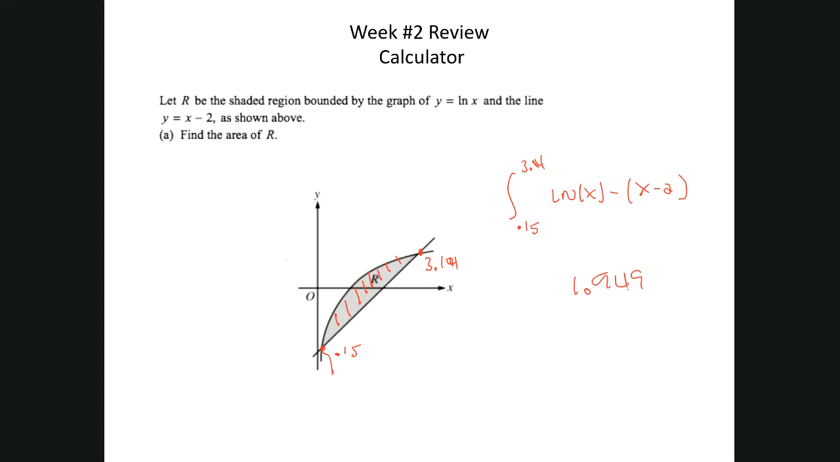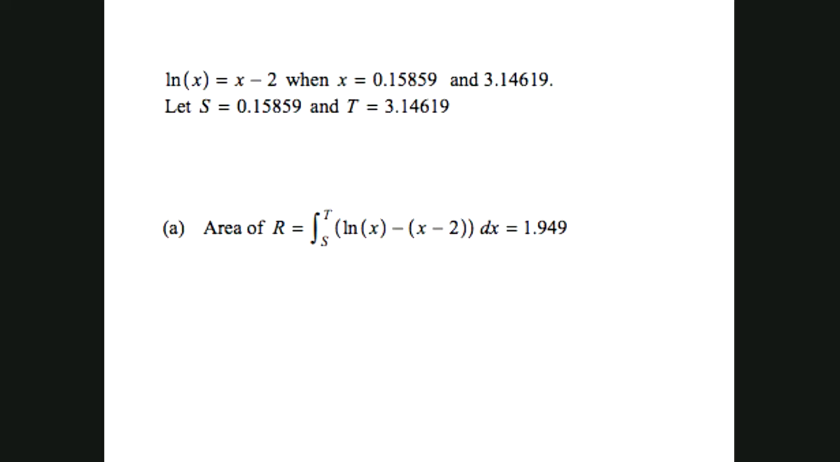All right. So here is the answer. The interval was 0.1589 to 3.14619, and the area was 1.949. Very nice. So finding the area between two curves is very easy to do. It's not a hard thing to do.